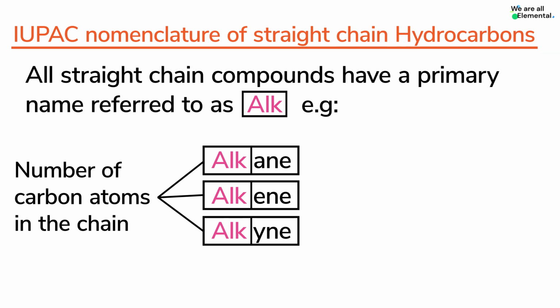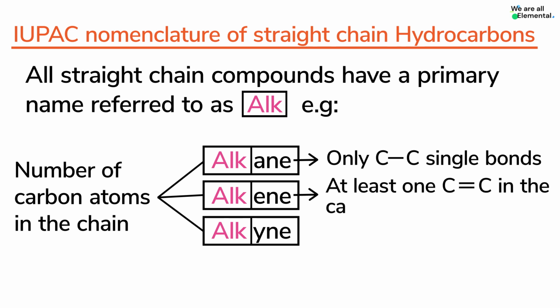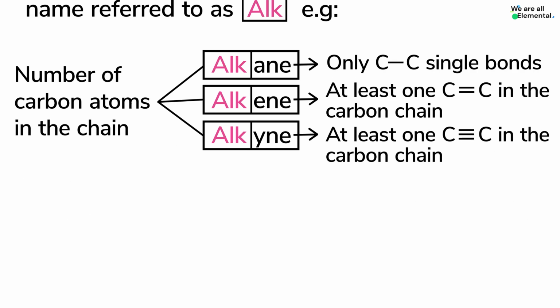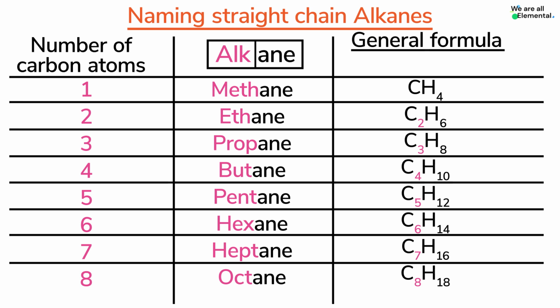Alk is accompanied by a suffix. If the suffix is ane, it indicates that there are only single bonds between the carbons in the entire chain, irrespective of its length. The suffix ene indicates that there is at least one double bond in the carbon chain, that is a C=C double bond, and yne indicates there is at least one C≡C triple bond in the carbon chain. So here are the names of the first 8 members of alkanes.